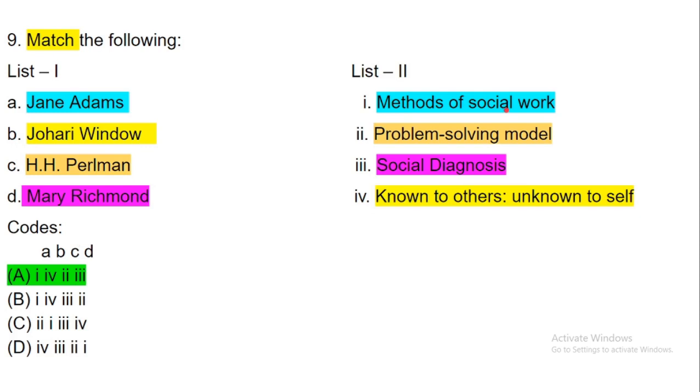Okay, methods of social work. Johari window, he is associated with known to others, unknown to self. Now H.H. Perlman, he is popular for problem solving model, and Mary Richmond, she is associated with social diagnosis, and this book was written by Mary Richmond in the year 1917.